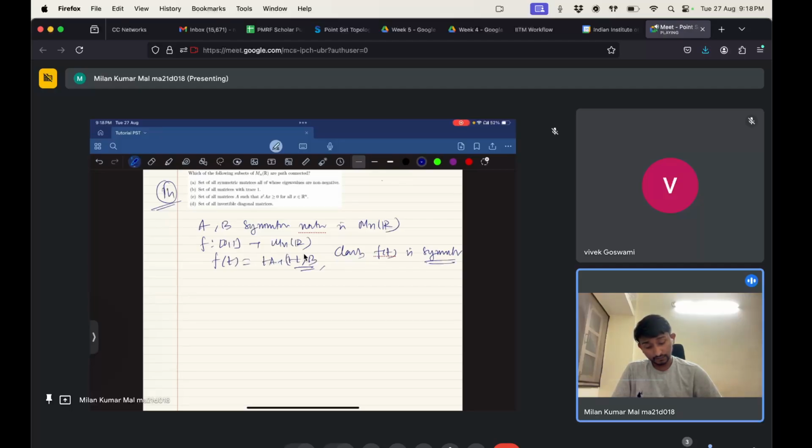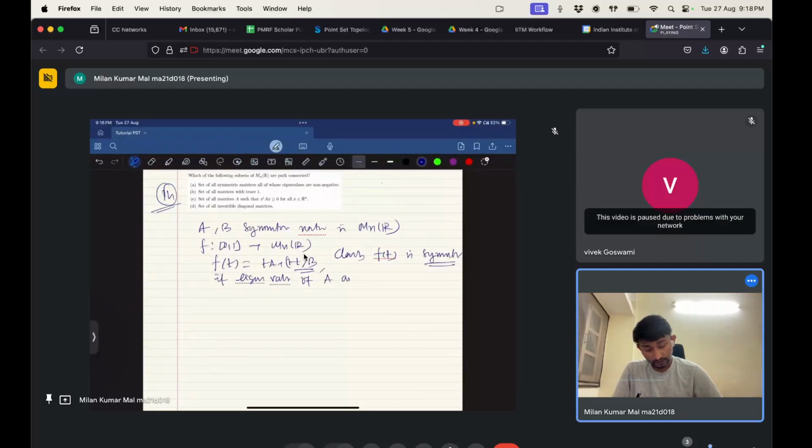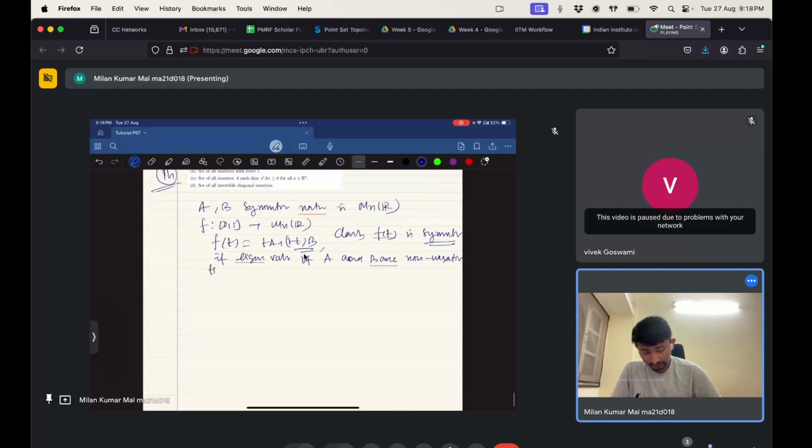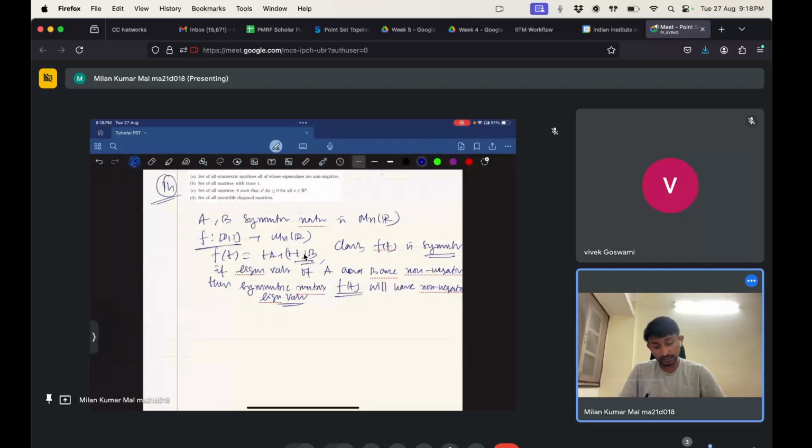And if the eigenvalues of A and B are non-negative, then the symmetric matrix f(t) will also have non-negative eigenvalues. So that means we are able to give a continuous function. This function is continuous, and it maps, connecting the two points A and B.